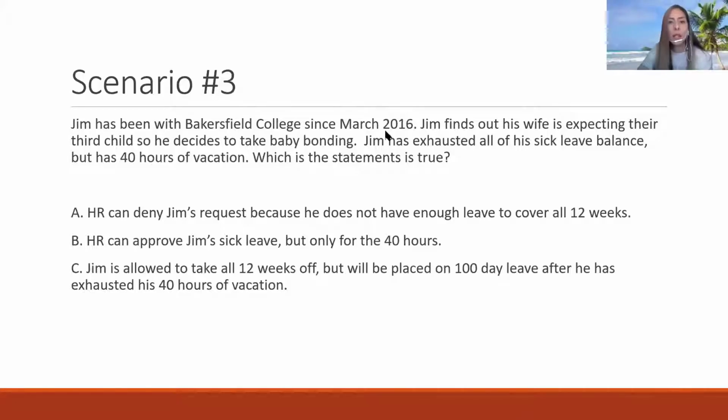That is correct. So the reason the answer is C is, one, he has been with us for more than a year, and we're just assuming that he has worked the 1,250 hours. Even though Jim only has 40 hours of vacation, he is still allowed to take the 12 weeks off of baby bonding. And this is a scenario where Jim can start the 12 weeks right when the baby is born. He is not one who has to wait for the 6 weeks, because he's not the person who has a disability. So his 12 weeks would actually start whenever he wants them to start.